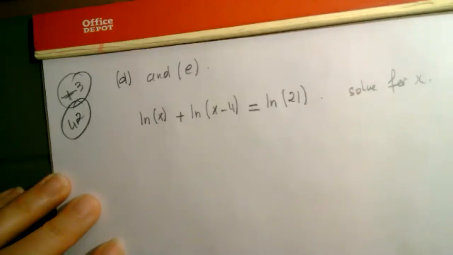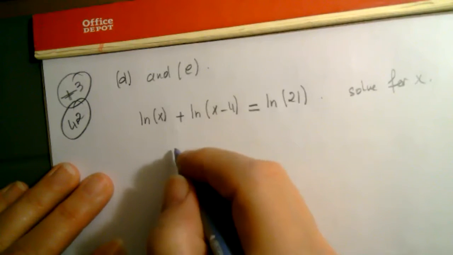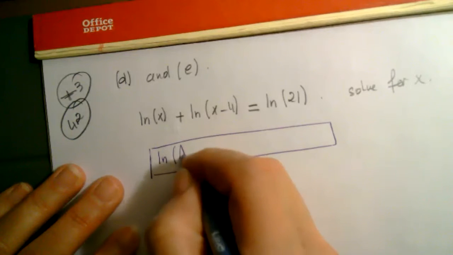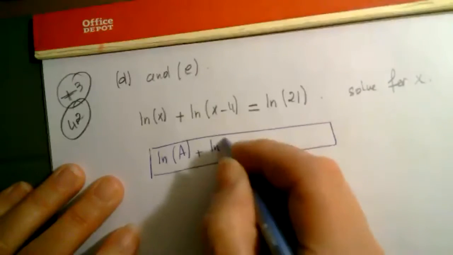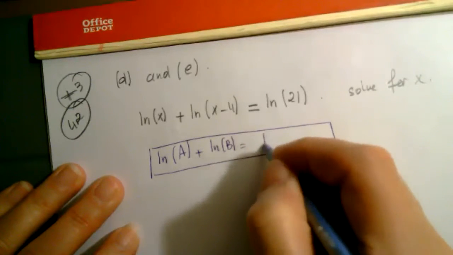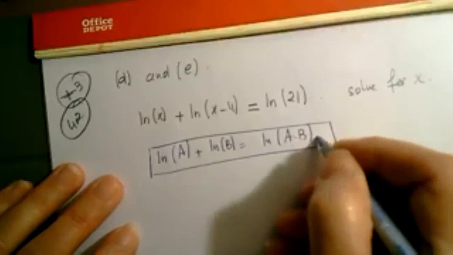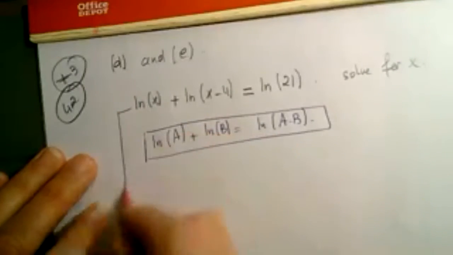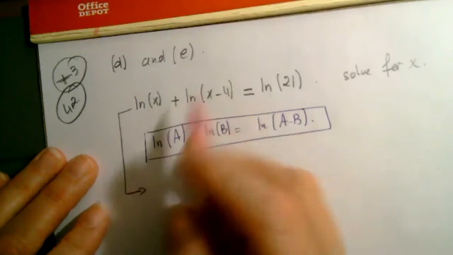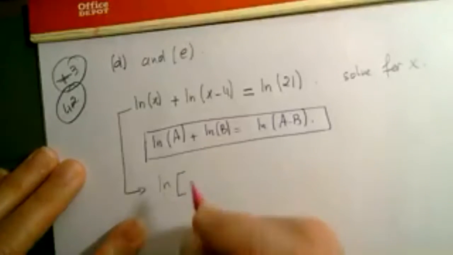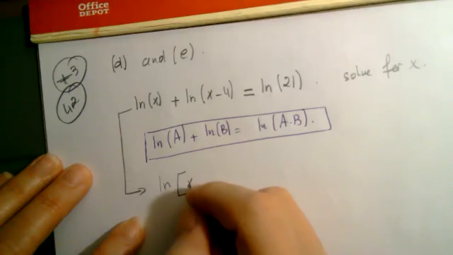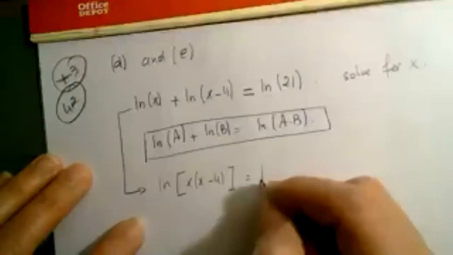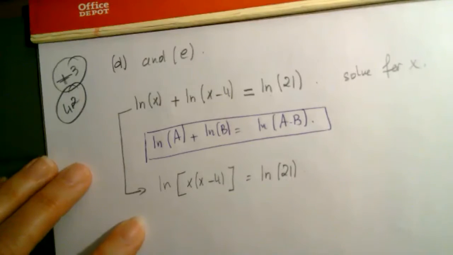You have to use that first rule: ln of a plus ln of b is ln of the product, because you're adding. So we will start with this rule and then go on. This will help me combine those. So this will give me ln, open bracket, x times x minus 4, close bracket, is the ln of 21.